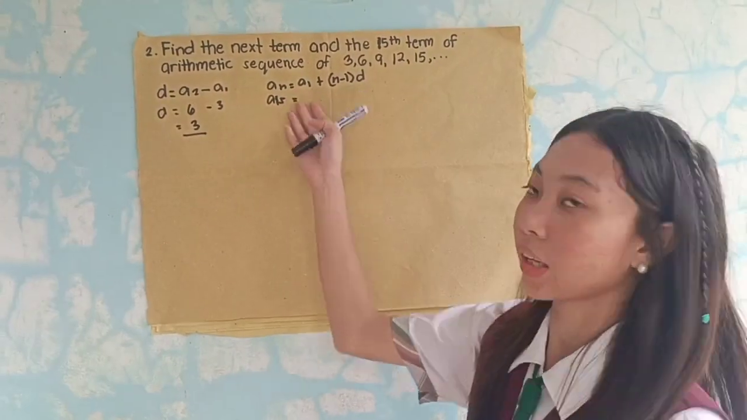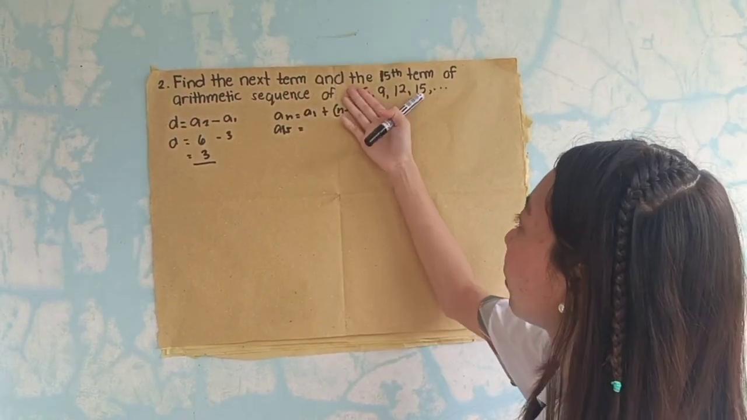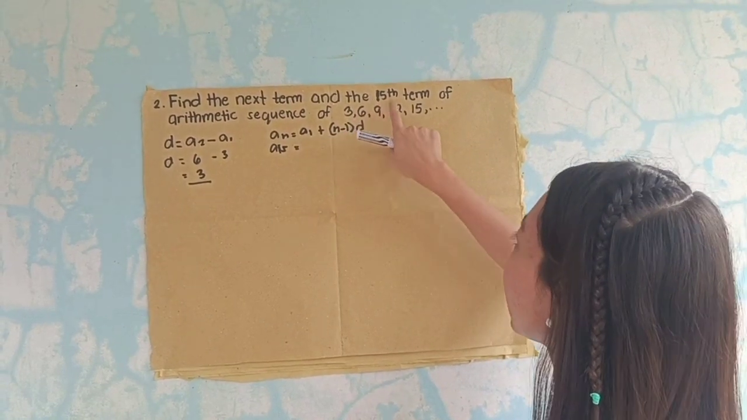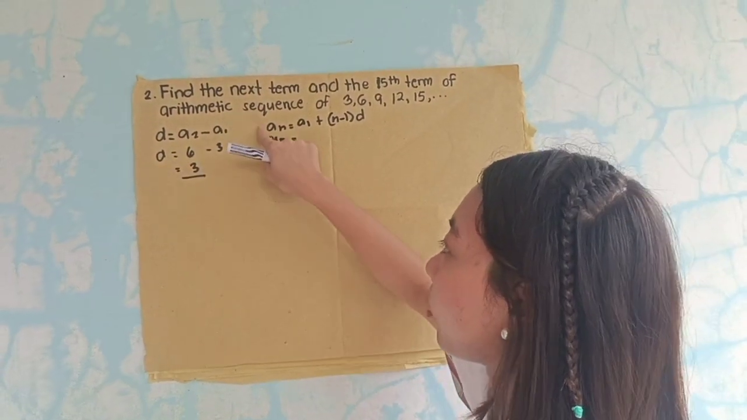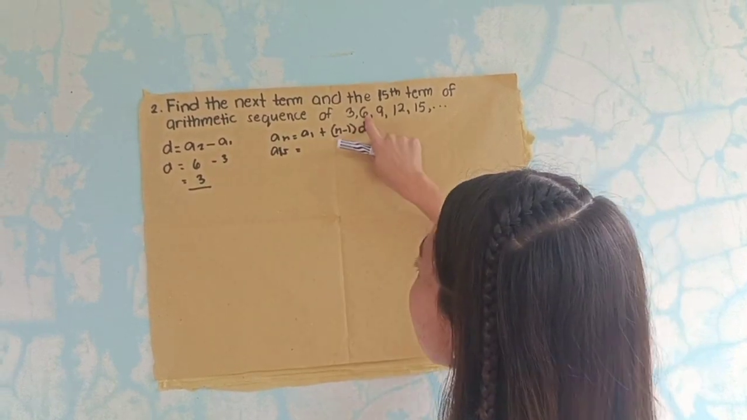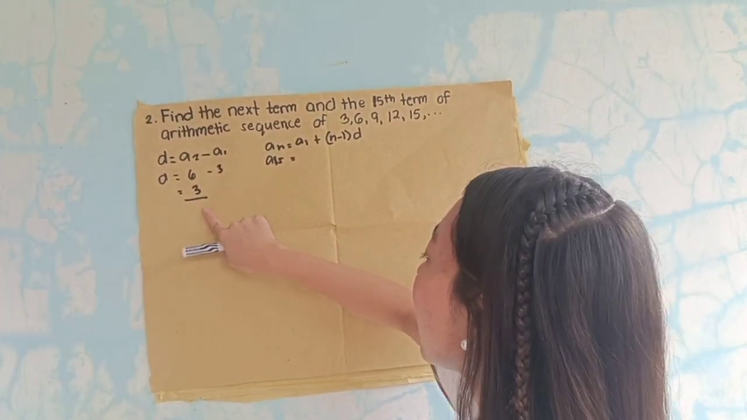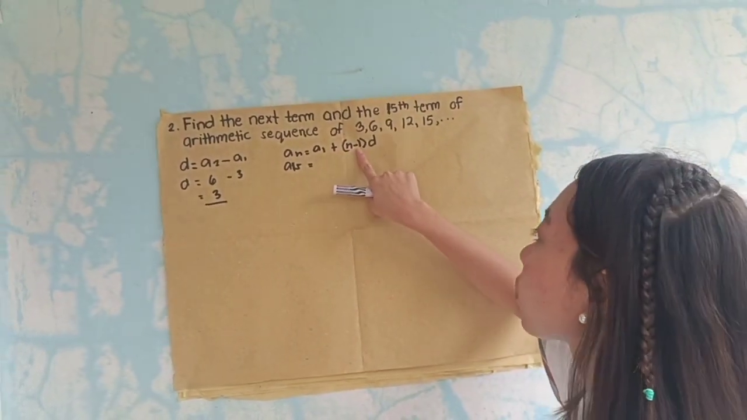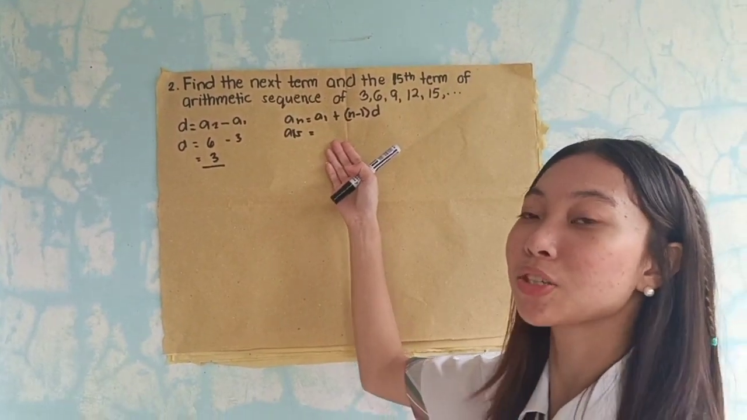So here's a second example of arithmetic sequence. The given is find the next term and the fifth term of arithmetic sequence of 3, 6, 9, 12, 15. So d is equals to a sub 2 minus a sub 1. Isa-substitute lang dito. A sub 2 is 6, then a sub 1 is 3. So 6 minus 3 is 3. So a sub n is equals to a sub 1 plus n minus 1 times d. Ito ang pinaka-general formula. So, isa-substitute lang ulit natin.